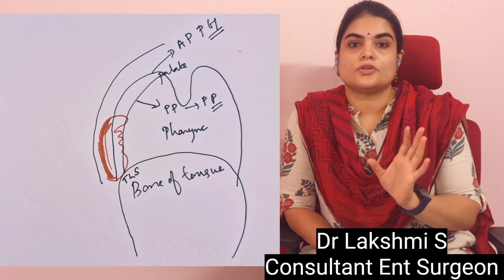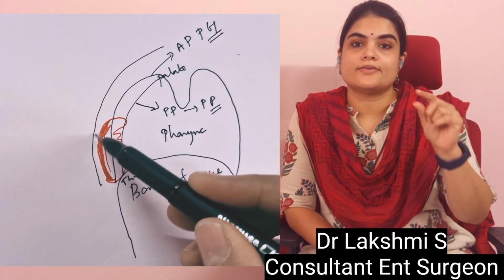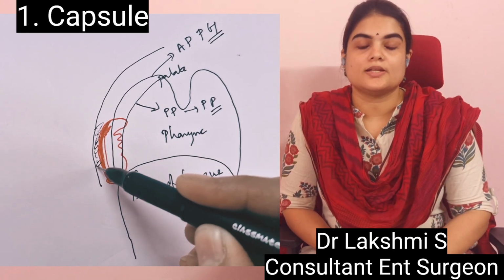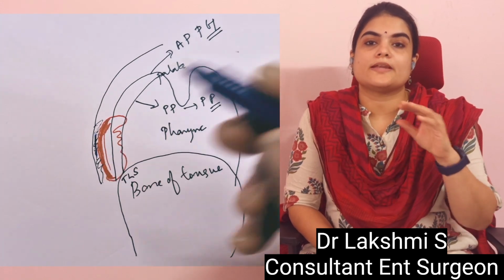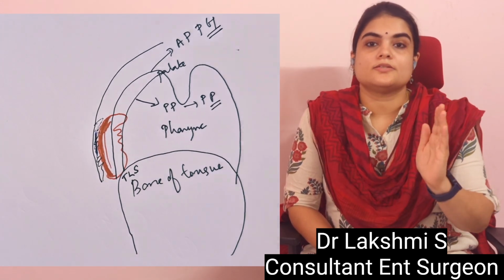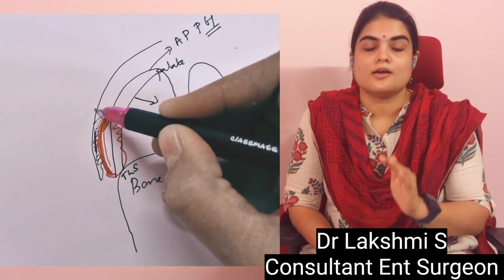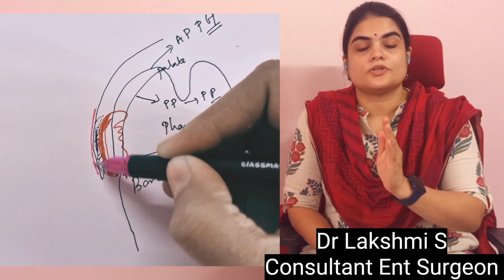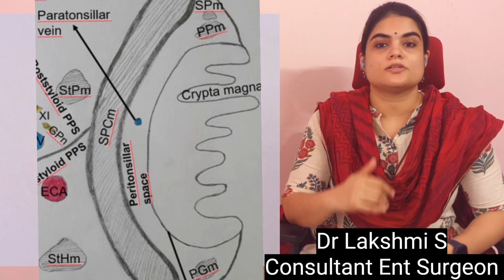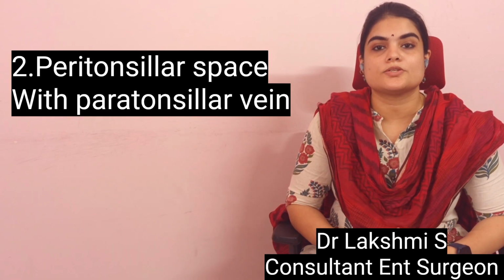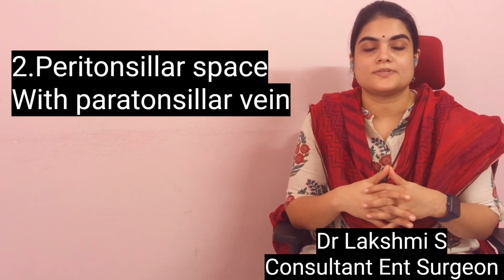On the lateral surface of the tonsil, there is a thickened structure that forms the capsule of the tonsil. Then you have loose areolar tissue, or a space known as the peritonsillar space. After this space, there is the pharyngobasilar fascia. So the space between the capsule of the tonsil and the pharyngobasilar fascia is known as the peritonsillar space, which contains loose areolar tissue. It is where the peritonsillar abscess happens.